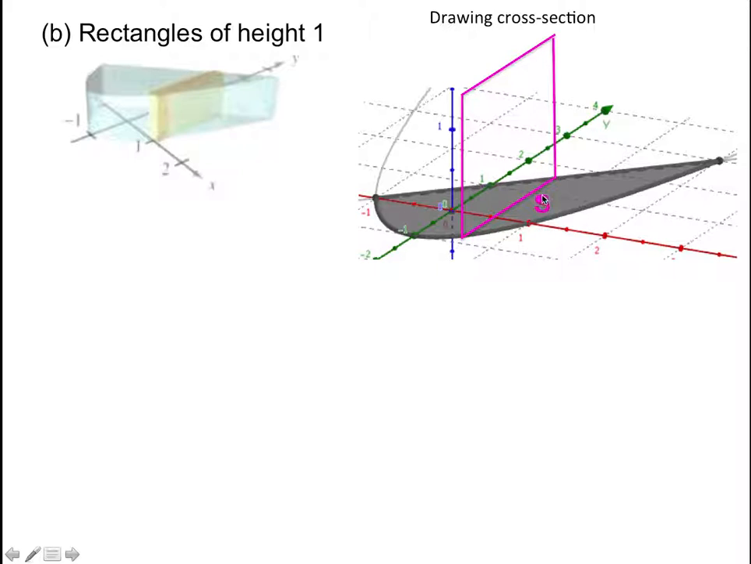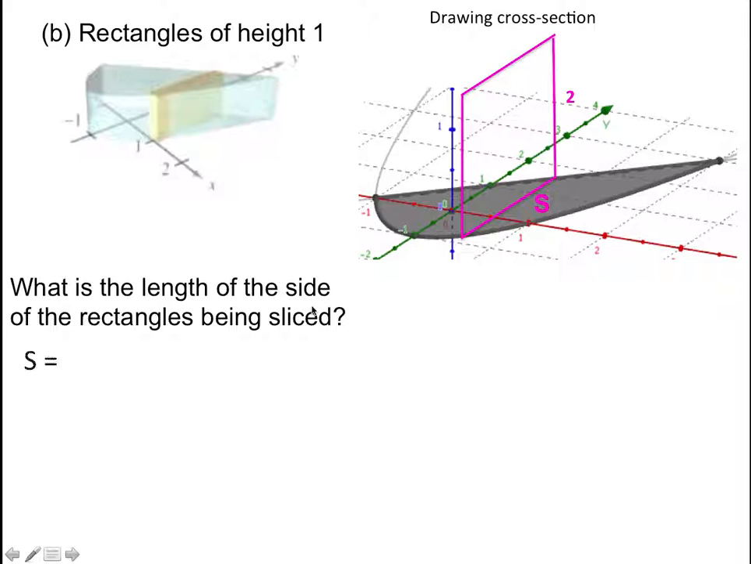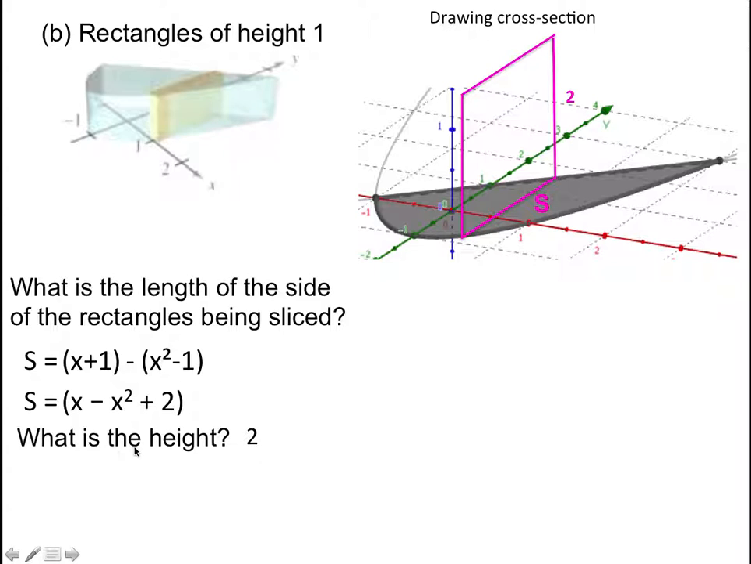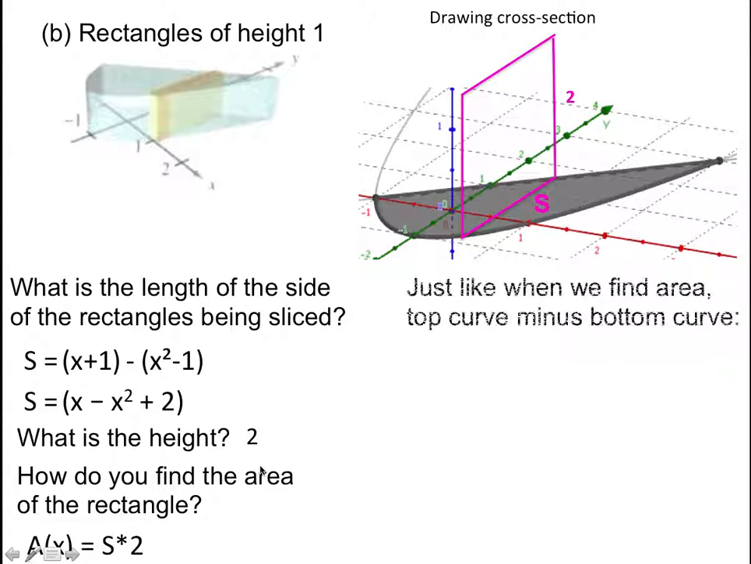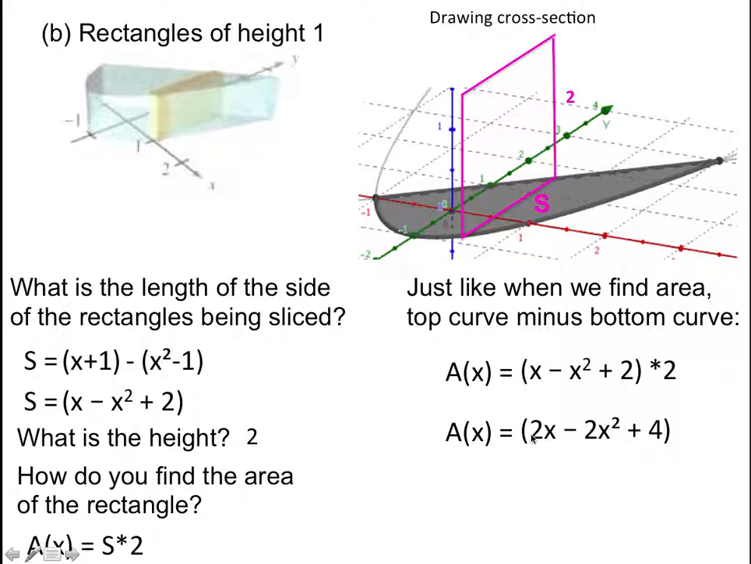I need to get this distance s again for the bottom of my rectangle. That length is still the same as in the previous example, x plus 1 minus x squared minus 1. Simplified, it's x minus x squared plus 2. The height is 2. So we're going to find the area of this rectangle by taking height times length, which is 2 times s. And so as we multiply that together, I distribute the 2. It's going to be 2x minus 2x squared plus 4.